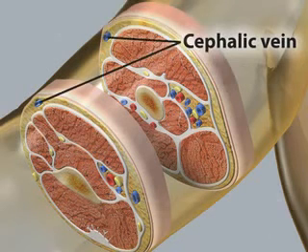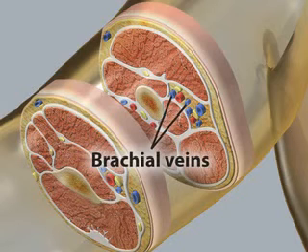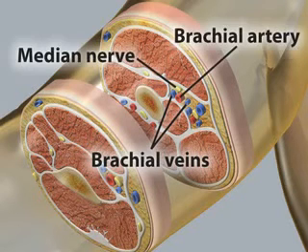The cephalic vein is a good choice if it is large enough, because it is more superficial and has no accompanying artery or nerve. Cannulation of the deep brachial veins is possible with ultrasound guidance, but caution should be used because of the proximity to the brachial artery and the median nerve.